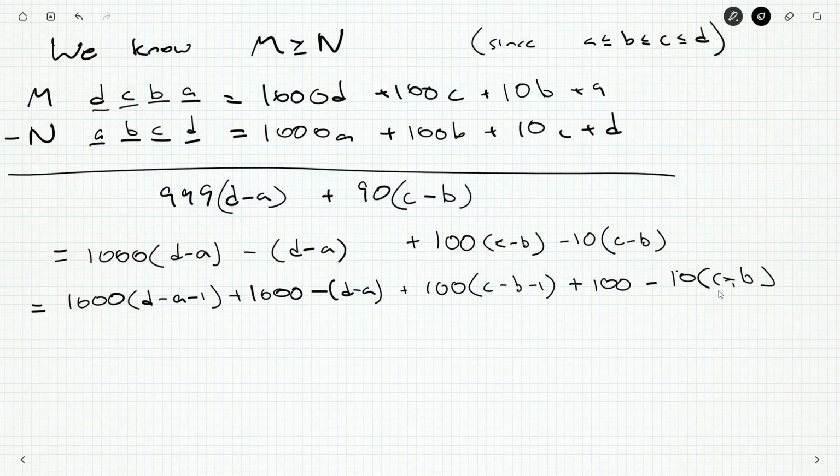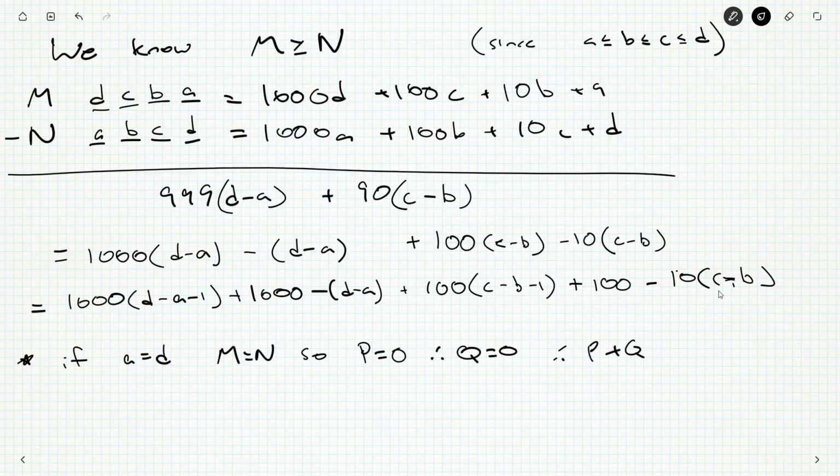Perhaps I'm just approaching this the wrong way. Probably if I kept the B, the D, and the A grouped together, and this was D minus A, 1000 D minus A, and so on, it wouldn't have been so bad. But if A equals D, I'm just going to write this because I'm a little stuck as to where to go with this equation, but I do know I've got to write this stuff out. If A equals D, M equals N, so P equals 0, therefore Q equals 0, therefore P plus Q is equal to 0. That's fine.